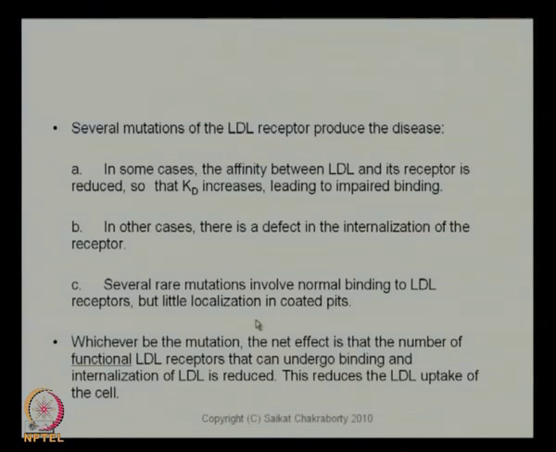So all these mutations together, or any one of them or any two of them, some permutation combination of these mutations, provide a net effect that the number of functional LDL receptors that can undergo binding and internalization is reduced, and this reduces the LDL uptake. And as you can see, all these mutations that we are talking of are genetic mutations, and therefore the disease is genetic.